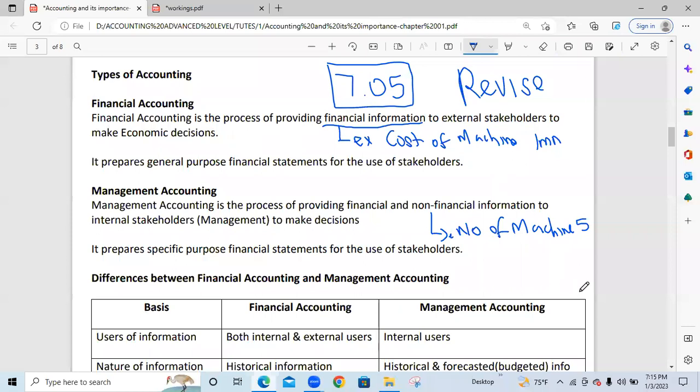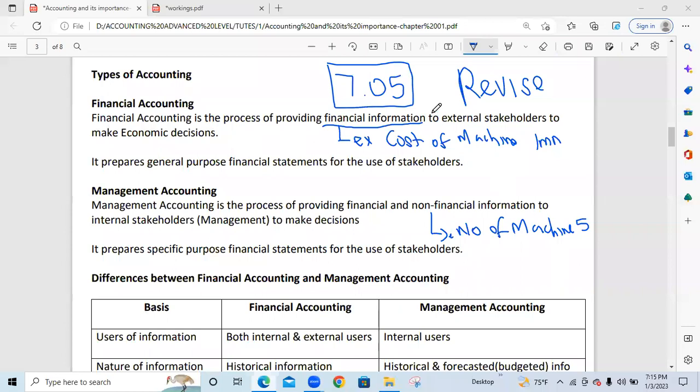So when it comes to financial accounting, what type of information will you provide? Only financial, to the outsiders. Outsiders cannot come and take information inside the business, so every year you should give them information. That's what we do in financial accounting: we give information to outsiders because they can't come inside the business.